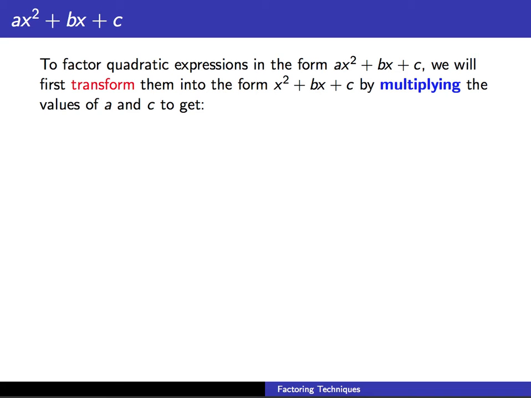So to factor quadratic expressions in the form ax squared plus bx plus c, we're going to use a transformation technique to get them to more resemble what we looked at in the last video. We're going to get them into that x squared plus bx plus c form by multiplying the values of a and c. So we're going to take this value of a and this value of c and multiply them, and we'll transform it into an expression x squared plus bx plus whatever a times c is.